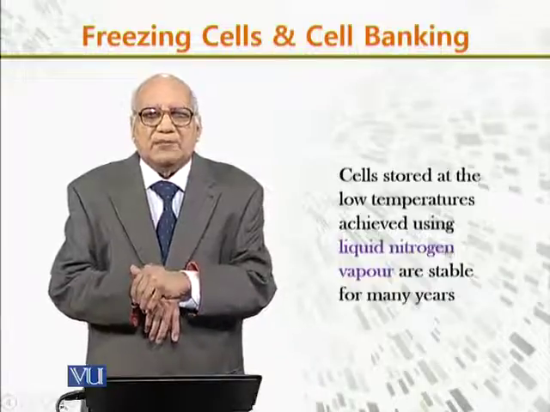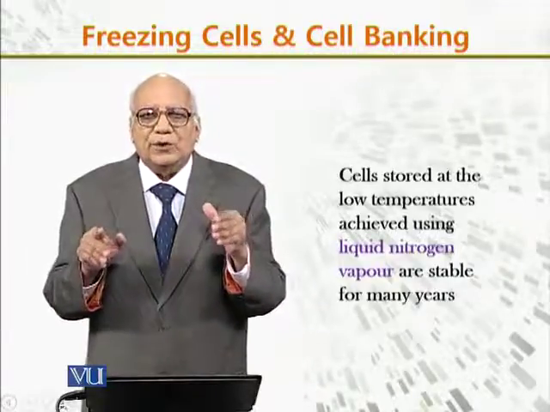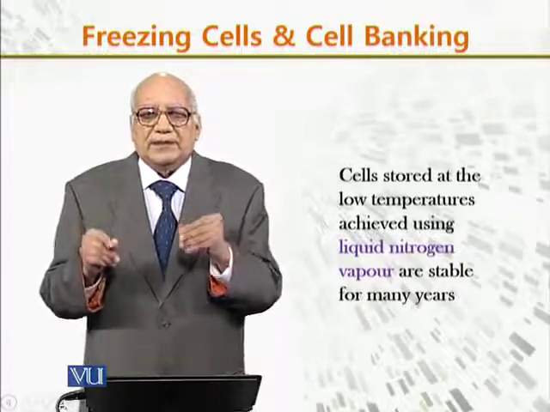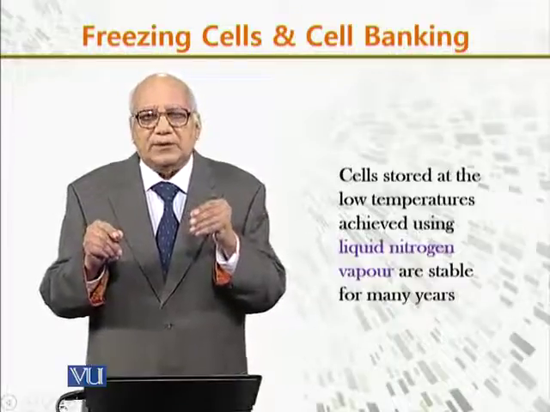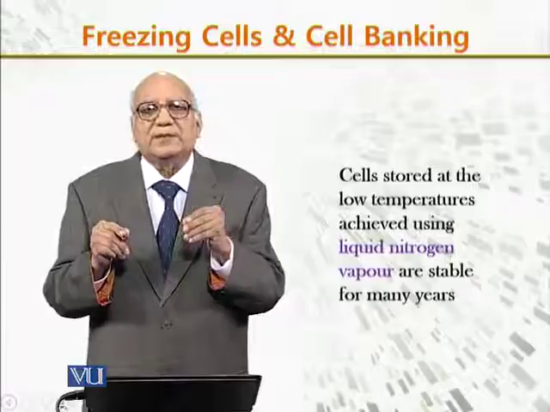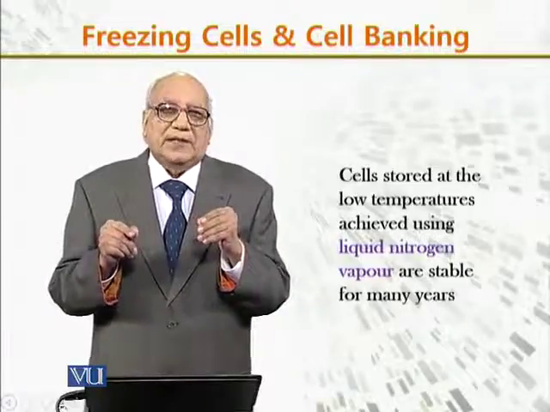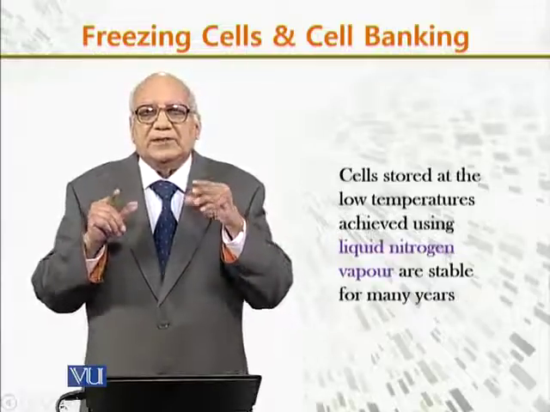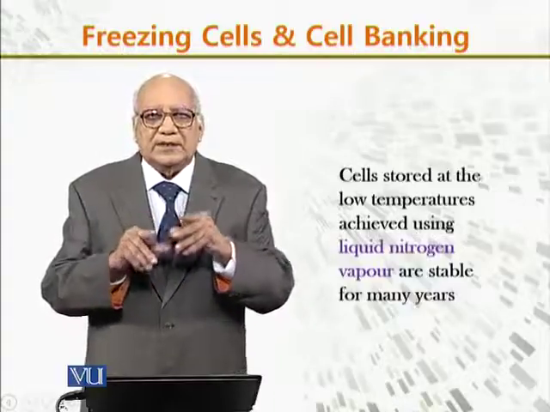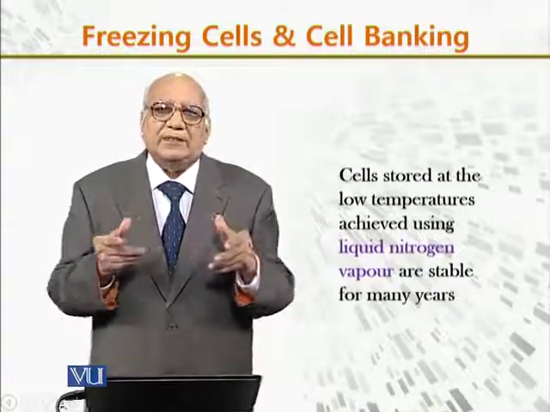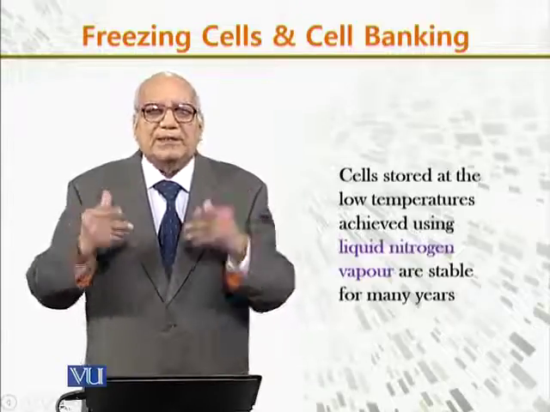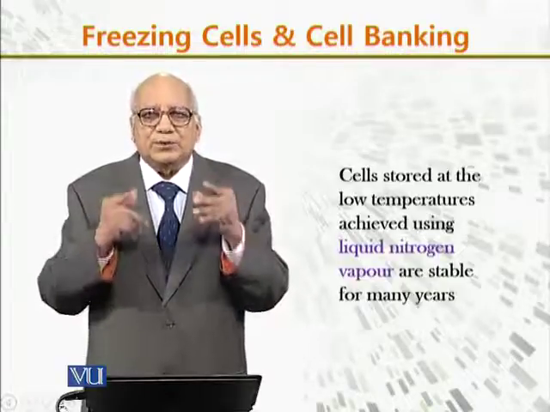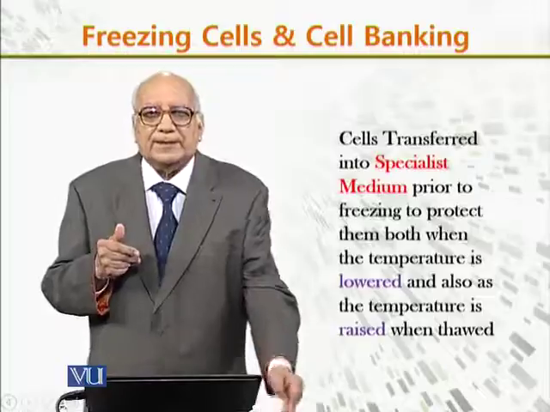Now, cells are stored at low temperature. These low temperatures are achieved using liquid nitrogen vapor, and the cells are stable for many years. That is through a branch of science which is known as cryogenics. These cells are frozen, their biochemical activities are frozen by the liquid nitrogen vapors, and they are stable for many years to use for further experimentation.